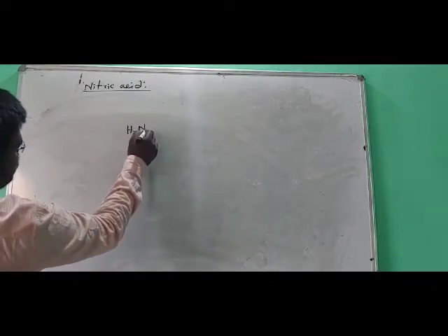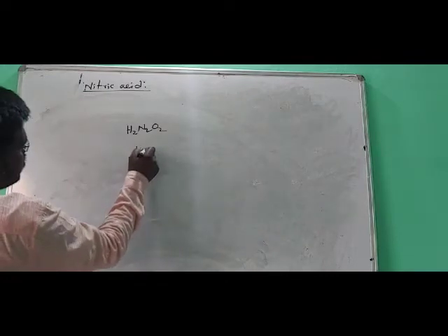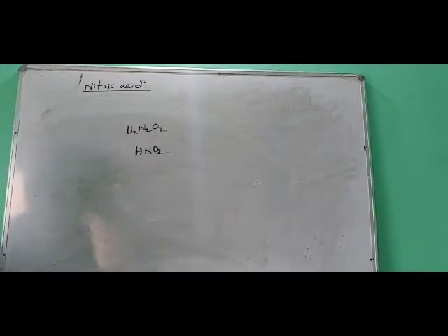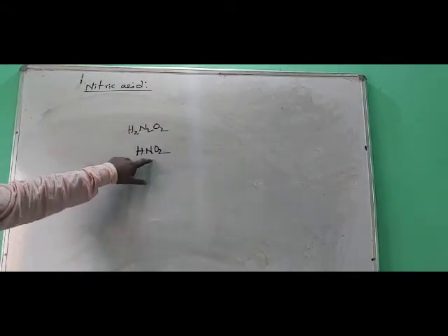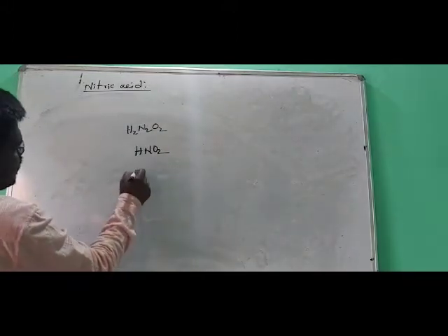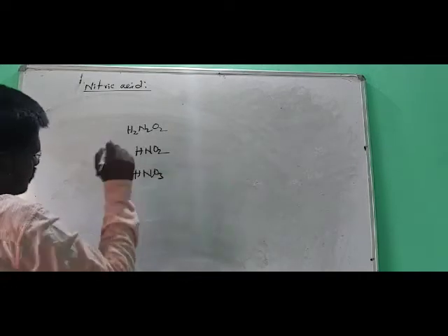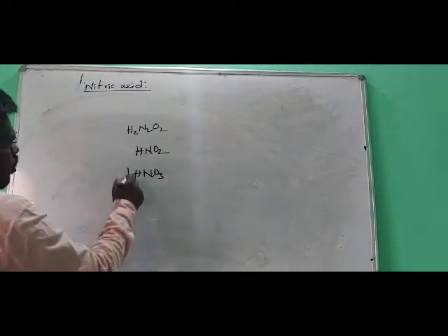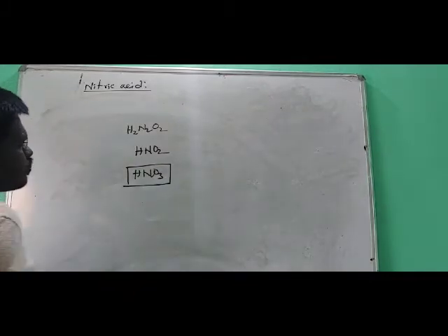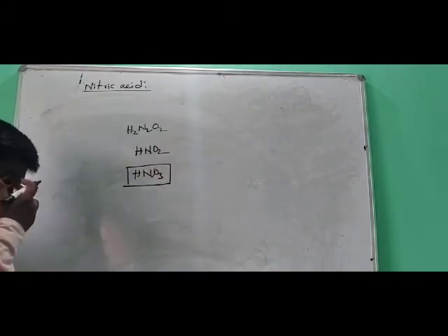That is H2N2O2, which is known as hyponitrous acid, and the next one HNO2, which is known as nitrous acid, and the next one is HNO3, which is nitric acid. Now we are going to know about this nitric acid HNO3, which is a very important one.